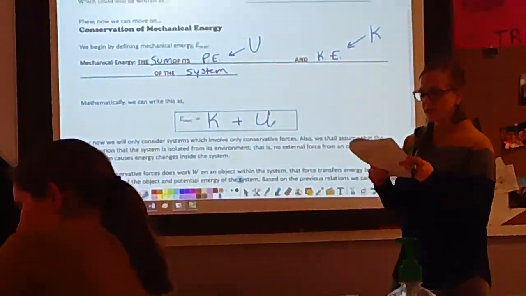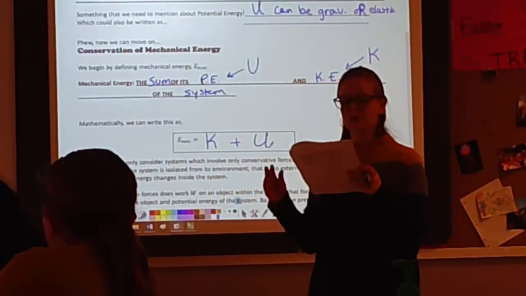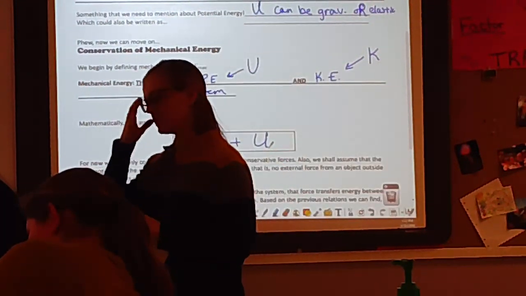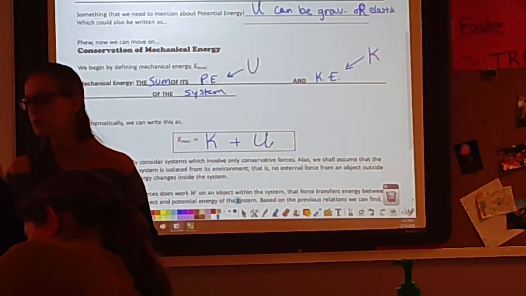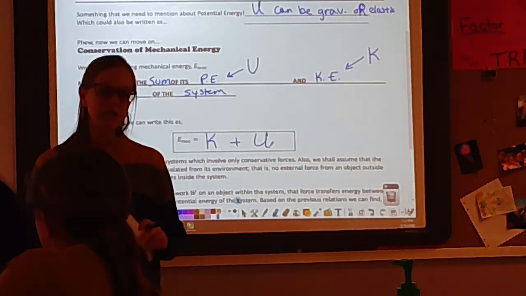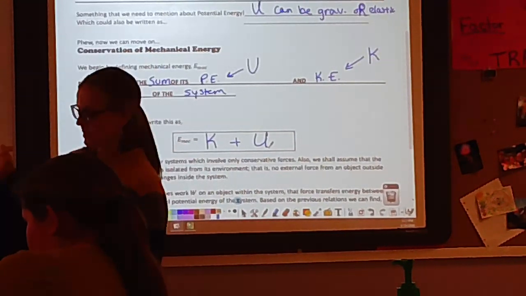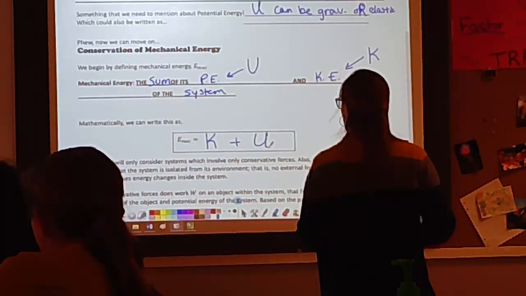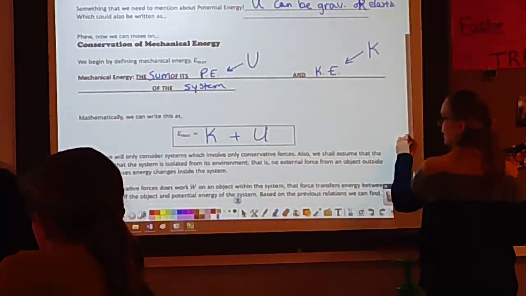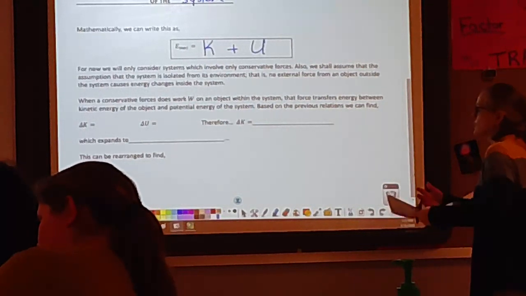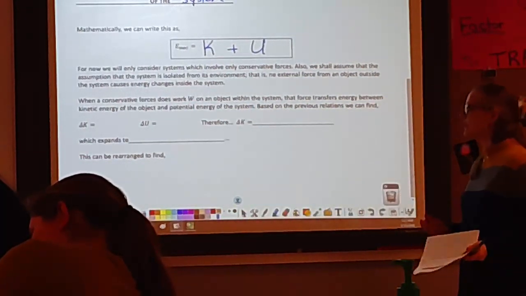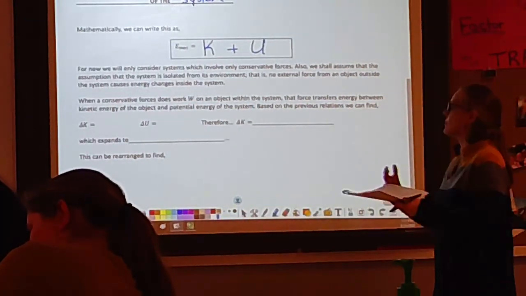For now, we will only consider systems that involve only conservative forces, so not friction, not tension, just conservative forces like gravity and spring constants. Okay. When a conservative force does work on an object in the system, that force transfers energy between kinetic energy of the object and potential energy of the system.